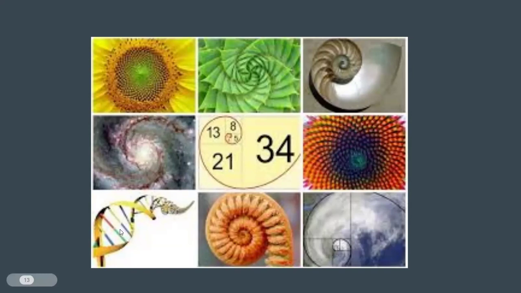Even in DNA, even inside humans, there are often Fibonacci sequence spirals. And then another shell, and the one in the bottom right looks like a storm. I think I said previously, hurricanes follow this.